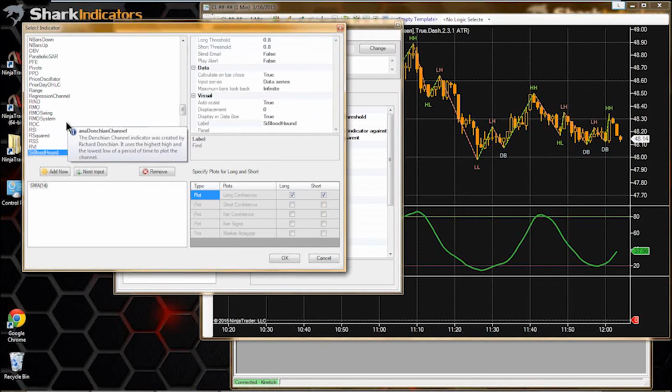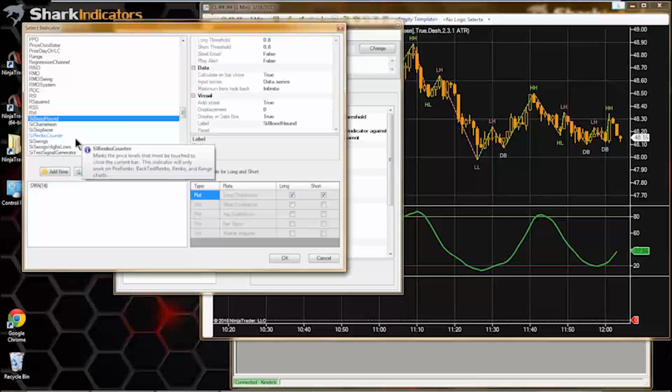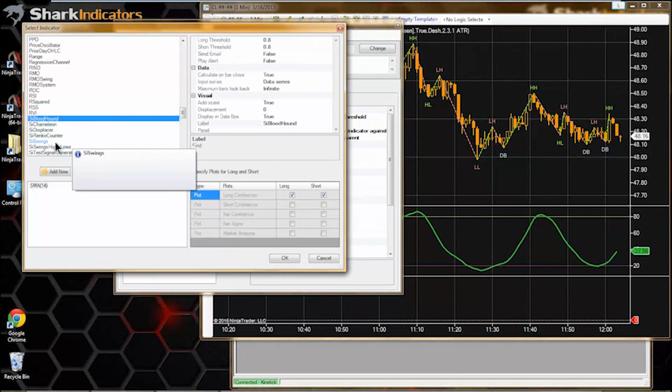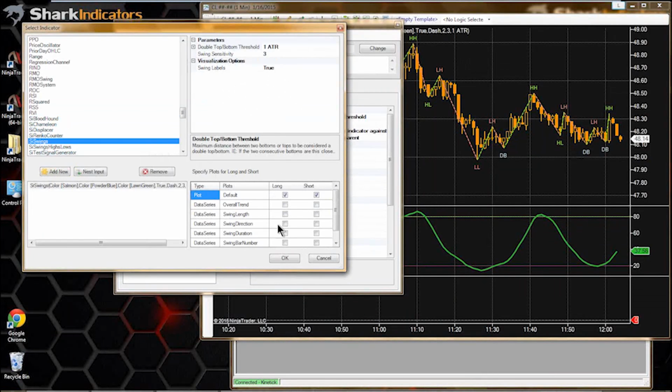So I'm just popping the indicator inside of any solver, just so we can analyze what's inside of it. Alright, so we can see there's a bunch of data series that's available inside the SI swings indicator. But one thing we'll notice is that the higher lows and lower highs are not available in this.